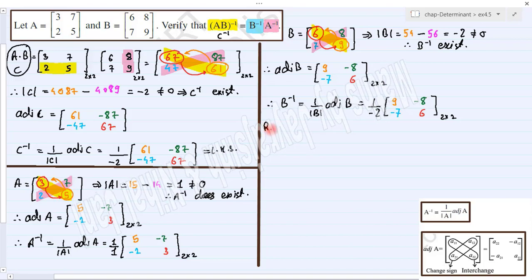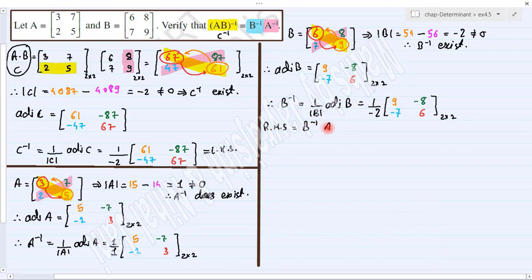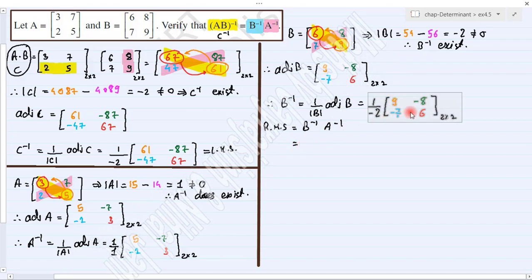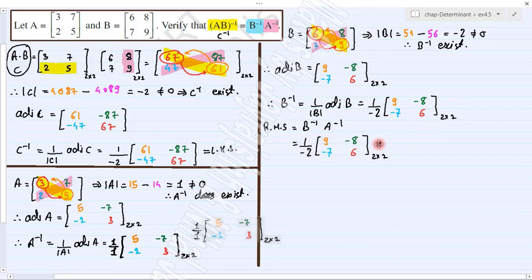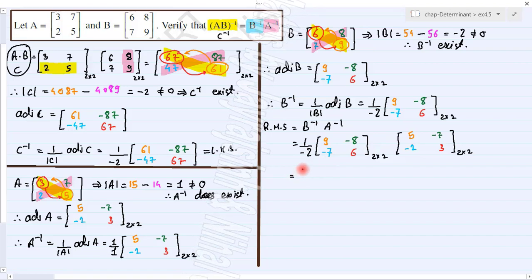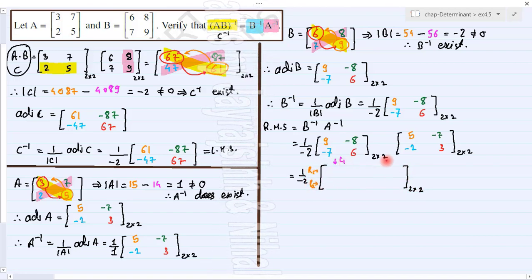Now the right hand side is B inverse into A inverse. So let's get B inverse and multiply with A inverse. Now this 1 by 1 is 1. We don't have to worry about it. So let's matrix multiply. Both matrices are of order 2 cross 2. So we can say the resultant matrix will also have order 2 cross 2.